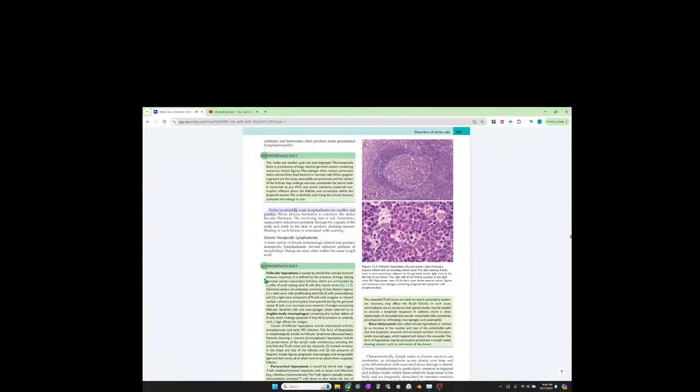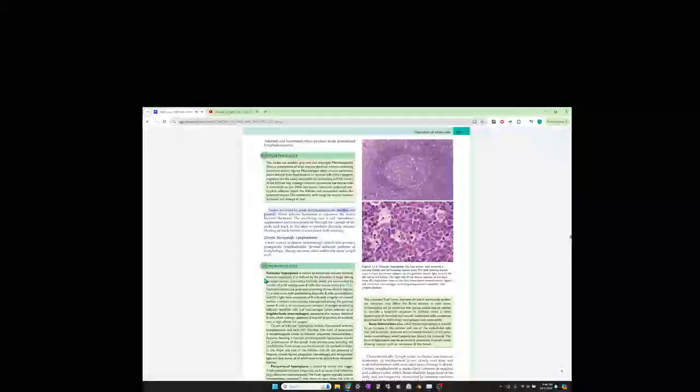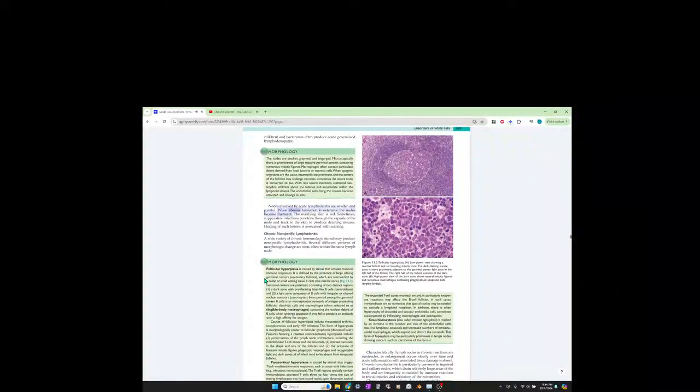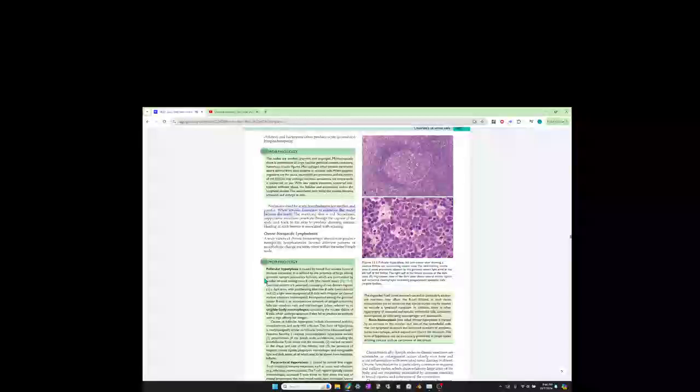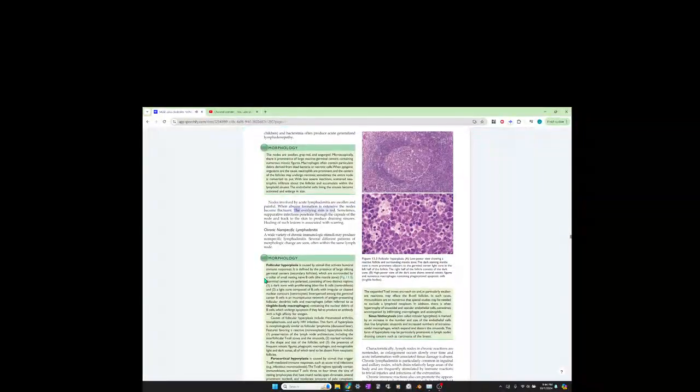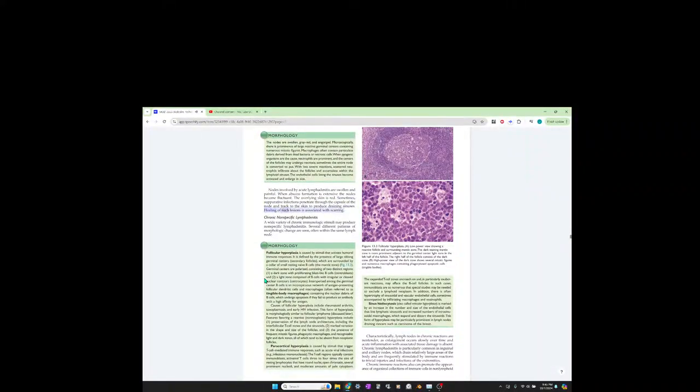Nodes involved by acute lymphadenitis are swollen and painful. When abscess formation is extensive, the nodes become fluctuant. The overlying skin is red. Sometimes suppurative infections penetrate through the capsule of the node and track to the skin to produce draining sinuses. Healing of such lesions is associated with scarring.